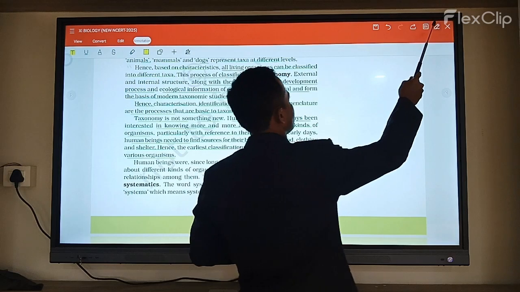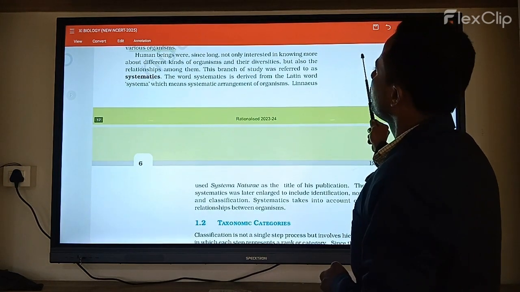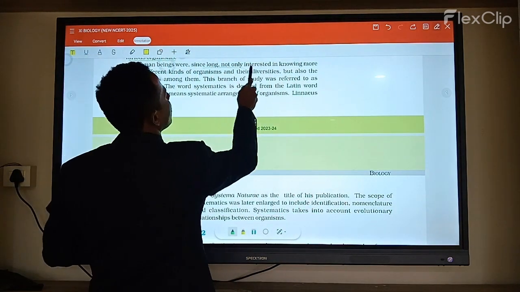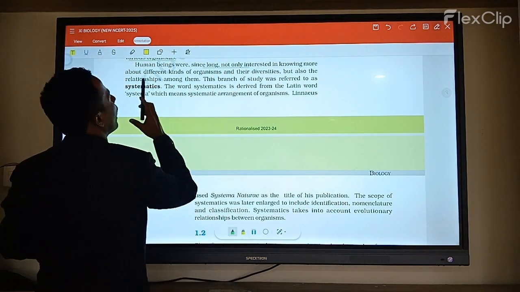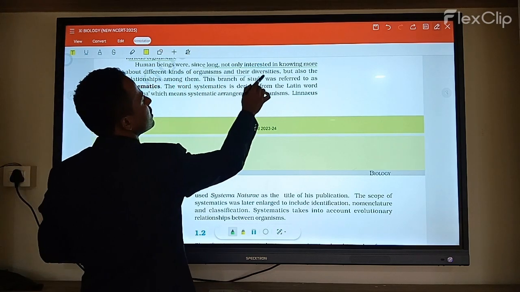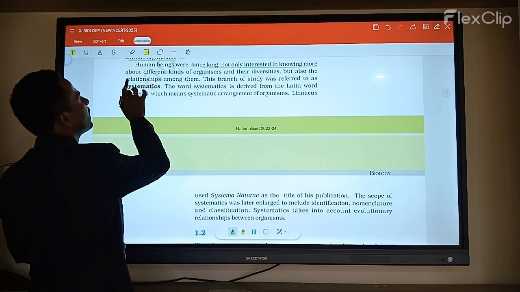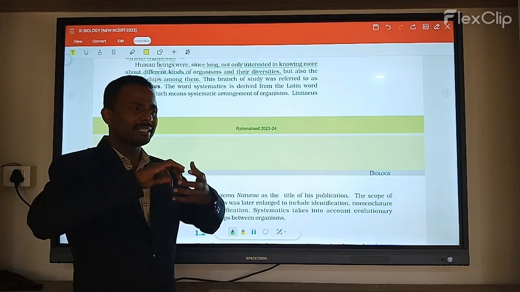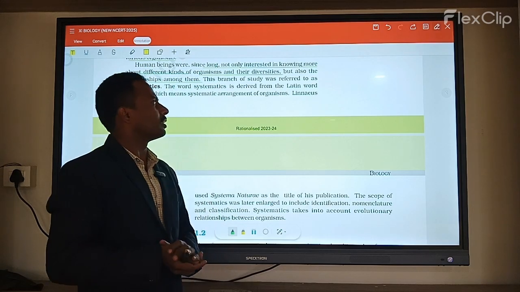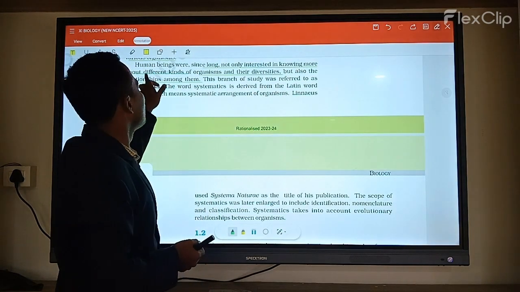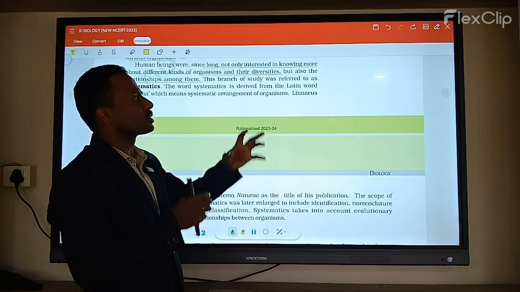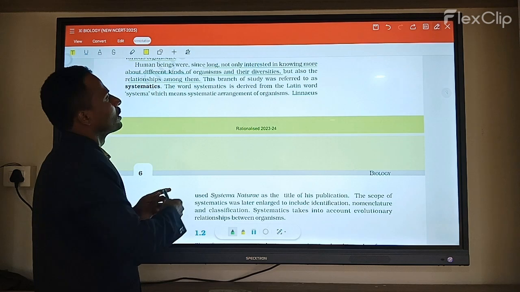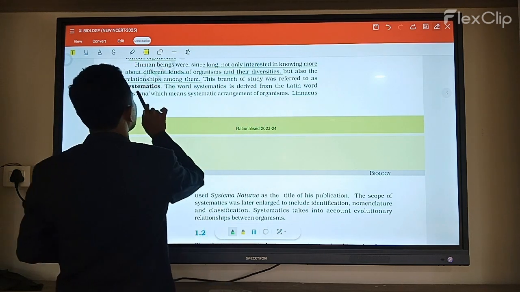Next, human beings have been interested not only in knowing about the different kinds of organisms and their derivatives, but also in the relationships among them. Living organisms are interconnected with one another. The different kinds of organisms and their derivatives are interlinked and have particular relationships. This branch of study is referred to as systematics.